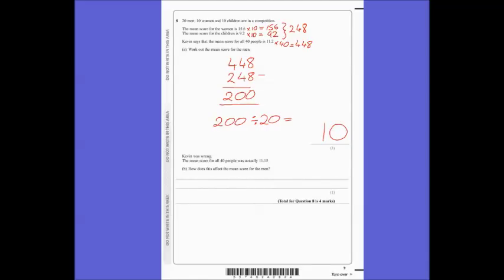The mean score for all 40 people was actually 11.15. Now the key here is that 11.15 is a little bit smaller than 11.2. How does this affect the score for the men? So to do this we just need to write a very short sentence just saying that the men's mean would be reduced, because if the overall mean has been reduced and the children's and women's stays the same, then it must have been the men's that was lower, not the women's or the children's.